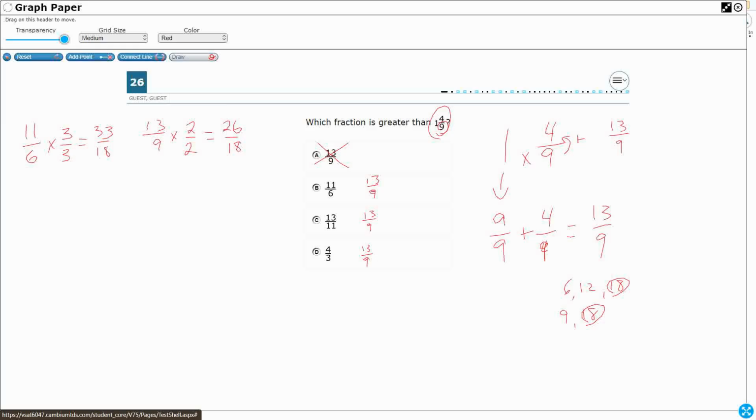So I've got 33/18, and that is bigger. So that might be the one I want. Let's verify that the other ones are incorrect.